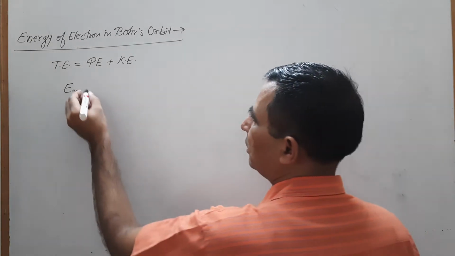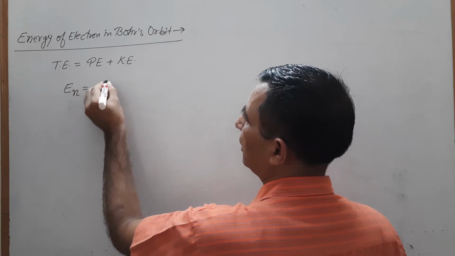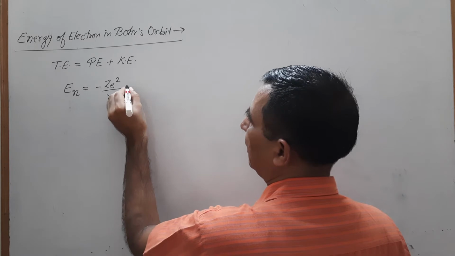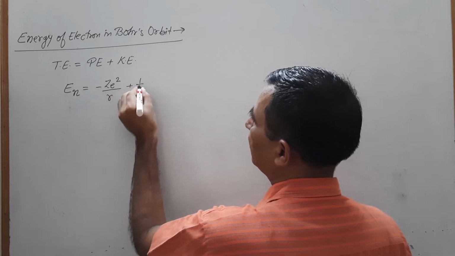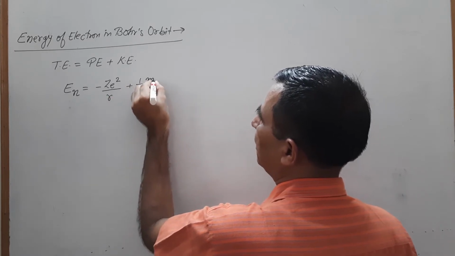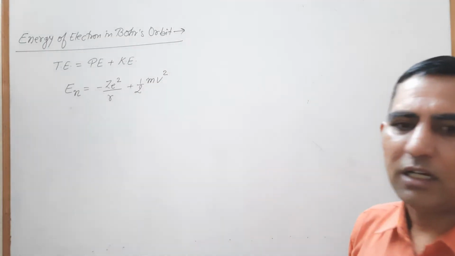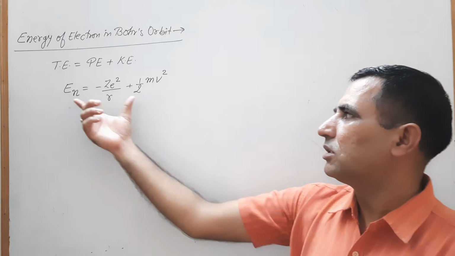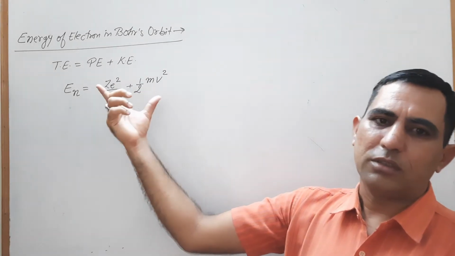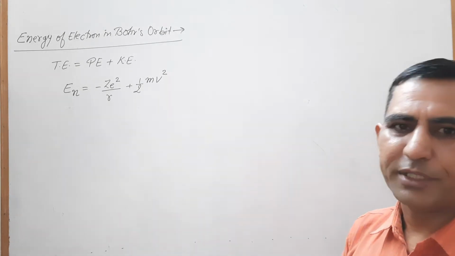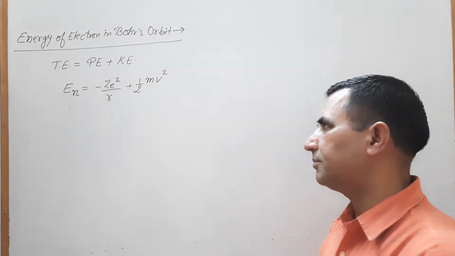That is equal to the potential energy. The potential energy of the electron is given by this formula, minus Ze square by R, and the kinetic energy that is developed due to the motion of the electron, which is fixed for all moving objects, is half mv square. So this is the total energy of the electron in Bohr orbit. Let me further simplify it and find an appropriate formula to solve other numericals.